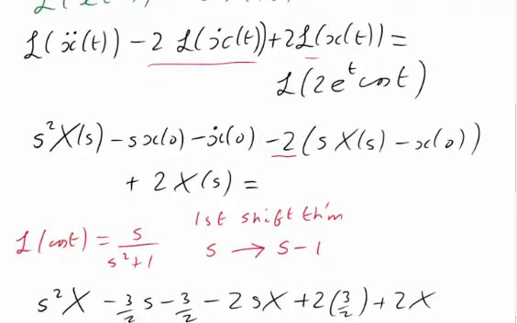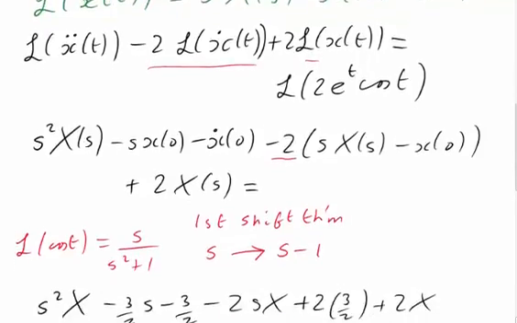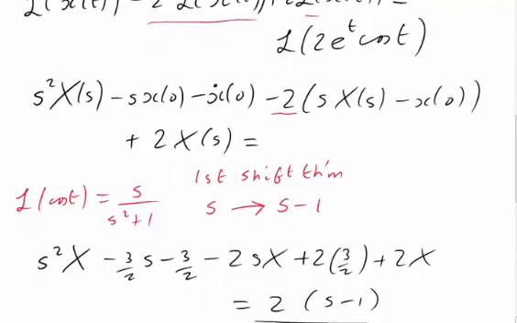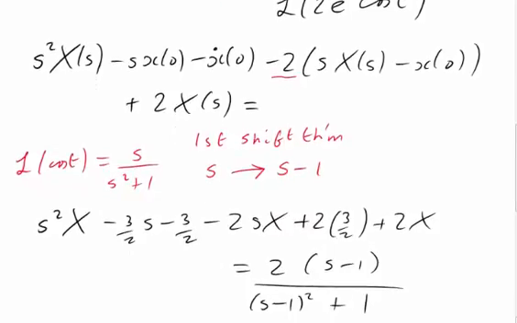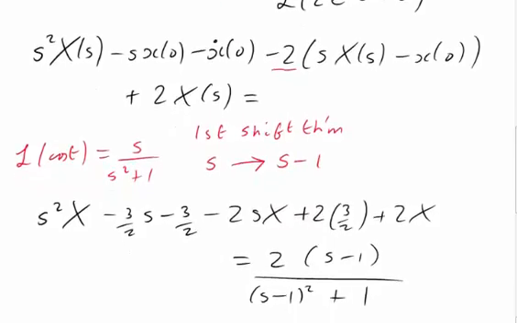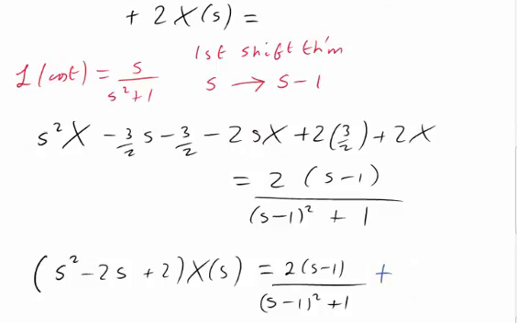Here I have also incorporated the boundary conditions, x of 0 and x dot of 0, both to be 3/2. So there is the form we've reached so far. The next step is to isolate the capital X on one side of the equation and everything else on the other side. Look at the capital X terms on the left. There is s squared capital X, that's here. There's minus 2sX, that's here. And there's plus 2, that's here.